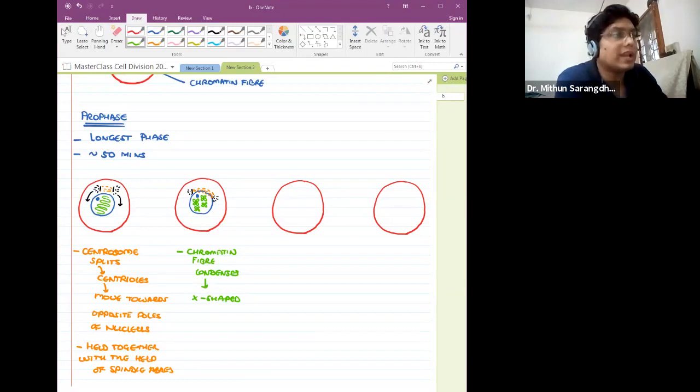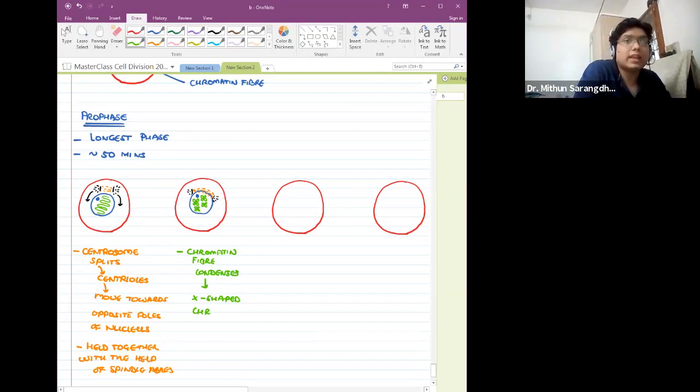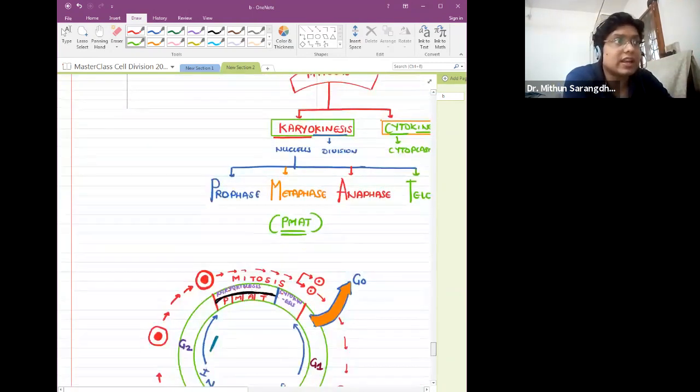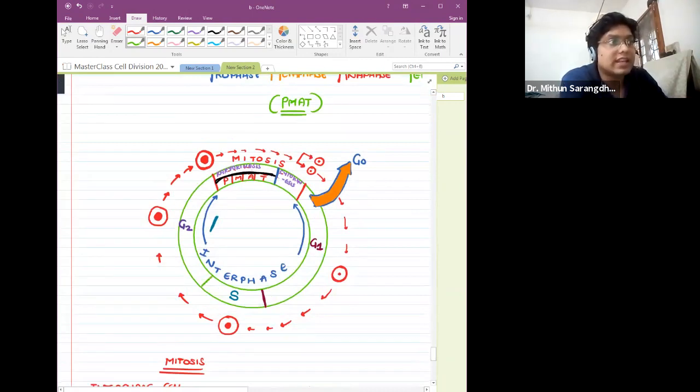Okay, so now, guys, this is going to give rise to our X-shaped chromosomes. So the duplication occurs in the second step of prophase, right? No. Duplication will occur in your S phase. Here we are just condensing. Don't confuse yourself, guys. Here we are not doing anything to the DNA. Here we are just showing that the entire chromatin fiber, the thread-like thing, has condensed to give rise to that X-shaped chromosome. Where is that DNA duplicating? It is duplicating in this S phase, guys.